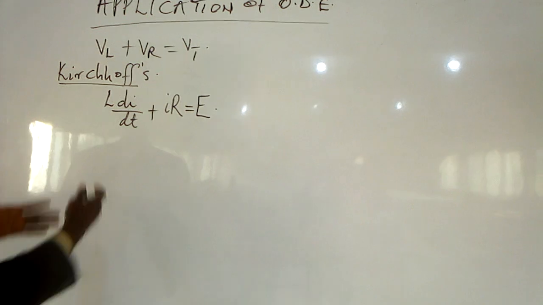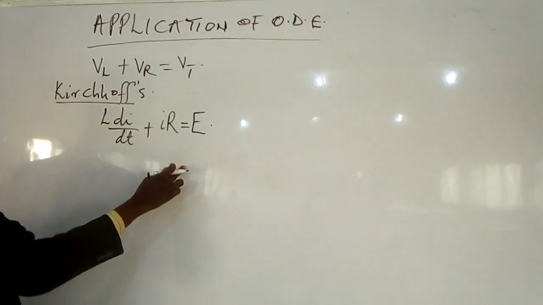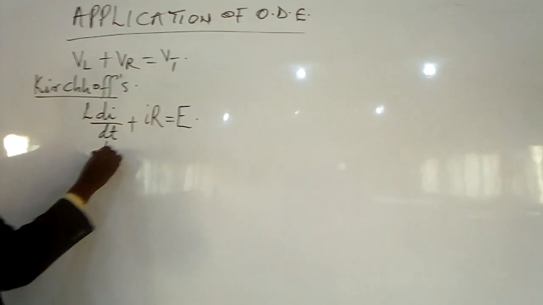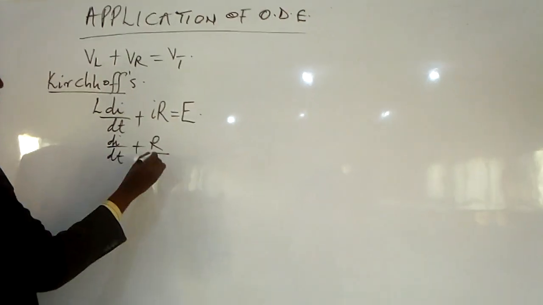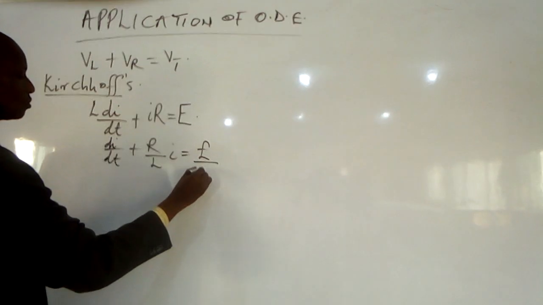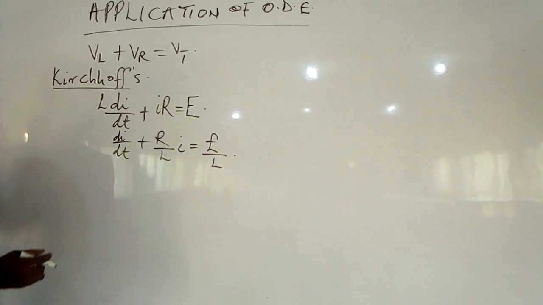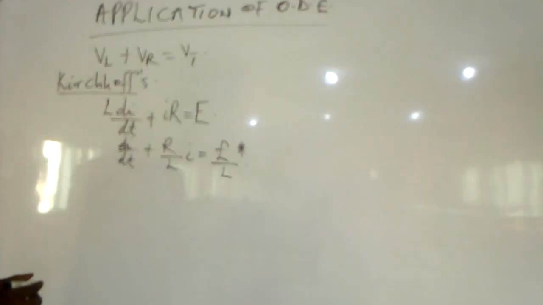So we have been able to build a first order linear differential equation if we divide through by L. That gives us di/dt plus resistance over inductance multiplied by current is equal to electromotive force over inductance. Now, this equation is very fundamental in electrical engineering.